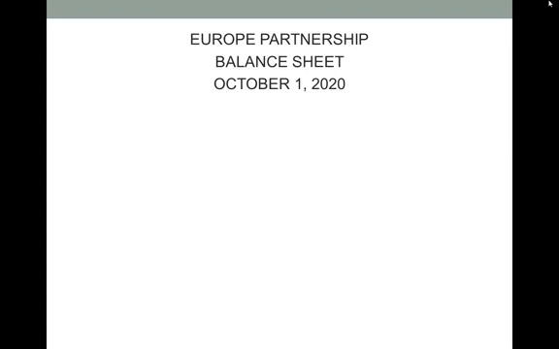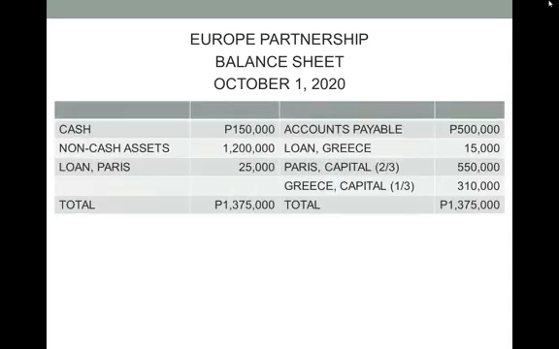Okay, let us take this. Euro partnership, problem number 2, or the last problem for lump sum liquidation. Euro partnership balance sheet, October 1, 2020 is this. By the way, ito pala, may loan na pala dito. So pag-usapan na natin dito si loan. Cash, non-cash assets, loan, Paris, accounts payable, loan, Greece, Paris capital, Greece capital, 2/3 and 1/3, that is the profit sharing ratio of the two partners.